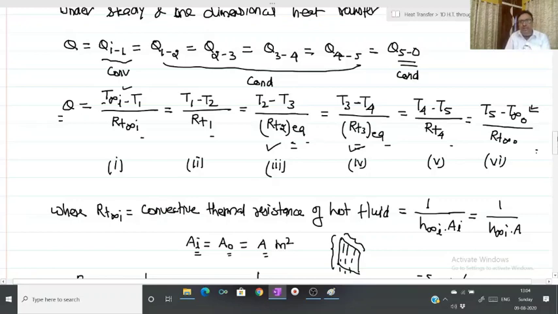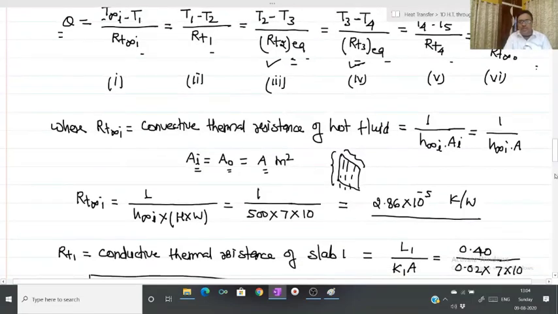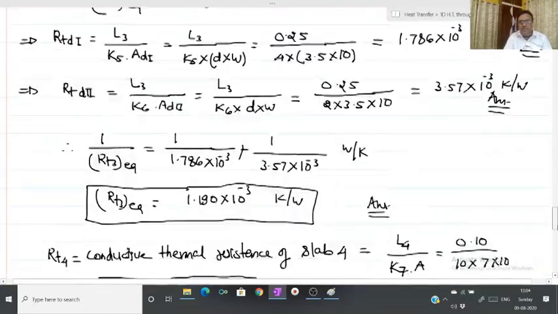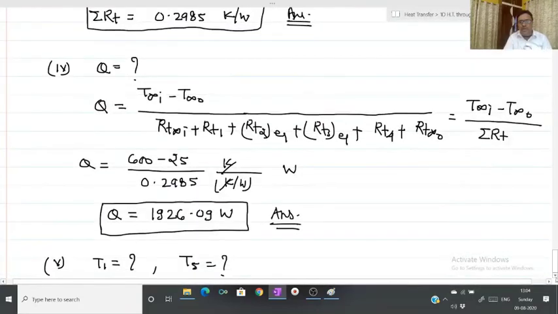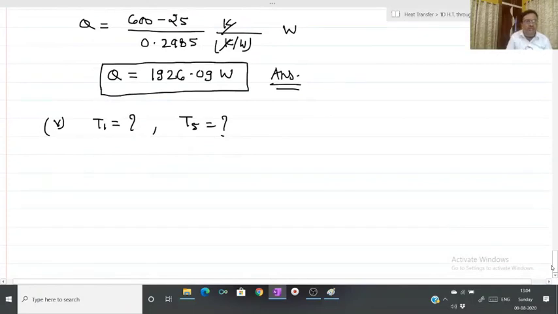Similarly here, equation number 6. Here T infinity O is known to me, RT infinity O is known to me, T5 is to be calculated and the value of Q is known to me. So recalling equation 6 is going to help me. So let us solve this problem to find out the value of T1 and T5.